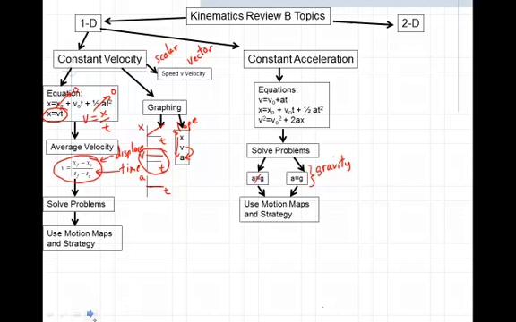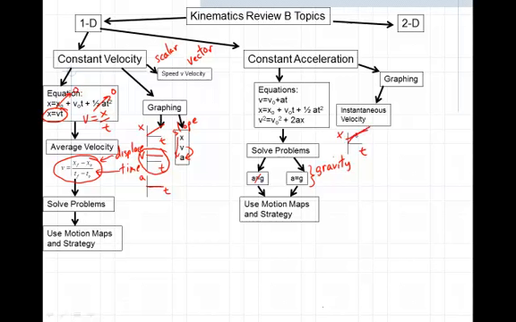There are also graphing problems that must be done with constant acceleration. Instantaneous velocity is definitely a topic we need to know. So if we've got a position time graph, if we were to draw the instantaneous velocity at a particular point, maybe we would draw a tangent line to that point and find the slope of that tangent line.